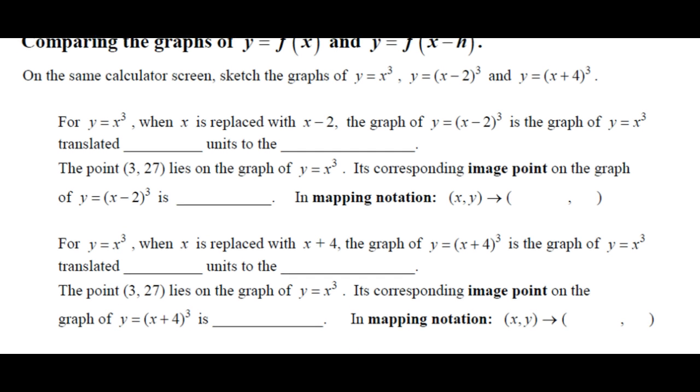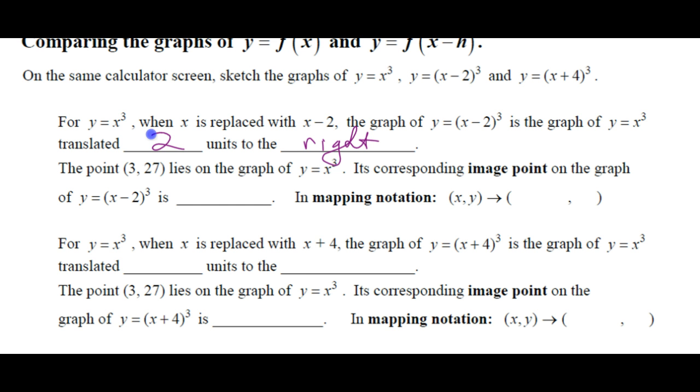So for f of x, when x is replaced by x minus 2, that's kind of the language we want to use. The x here was replaced with an x minus 2. The x was being cubed. It is now the quantity x minus 2 that is being cubed. And what happened? So it's the graph, and it's translated 2 units to the right. So 2 units to the right.